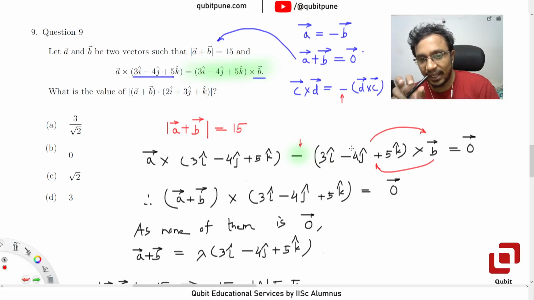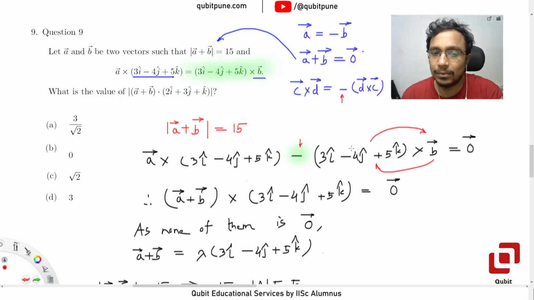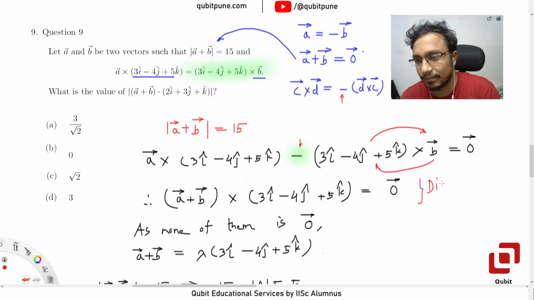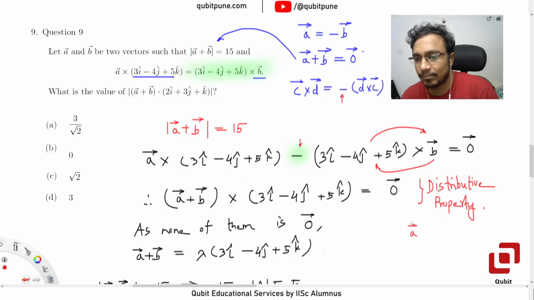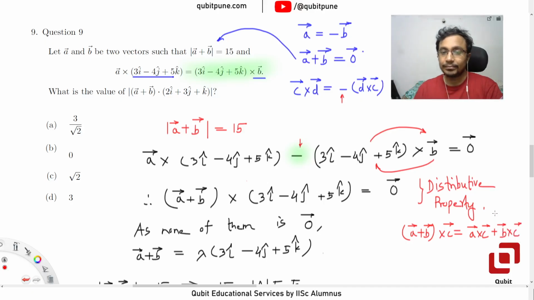So I kept the ijk vector as it is and added a bar to b bar, so here the distributive property applies. Okay, and what does that say? A bar plus b bar cross c bar is a cross c plus b cross c. That's exactly what I did.